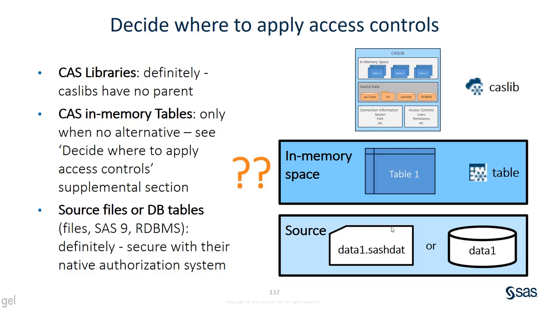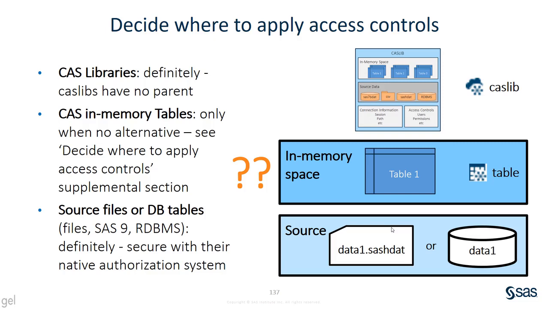So where do you apply the access controls? Well, the best practice is definitely to apply them to the CAS lib, right? Just in terms of being able to manage your permissions. If you apply them to the CAS lib and you use the inheritance to allow the tables within the CAS libs to get their permissions from their parent object, it just makes your life easier, right? You don't have different permissions on different tables.